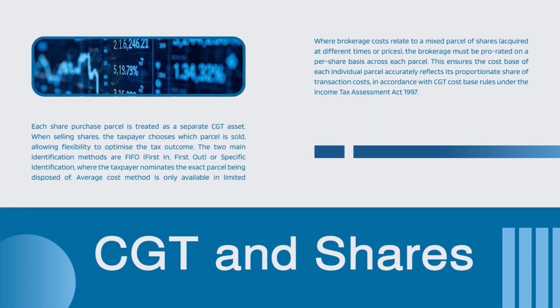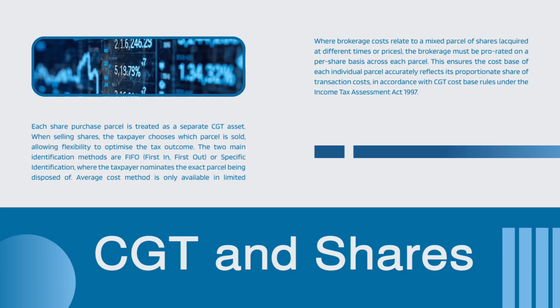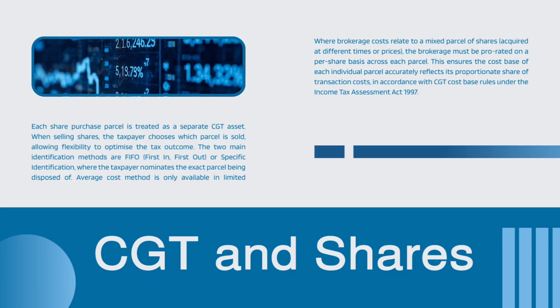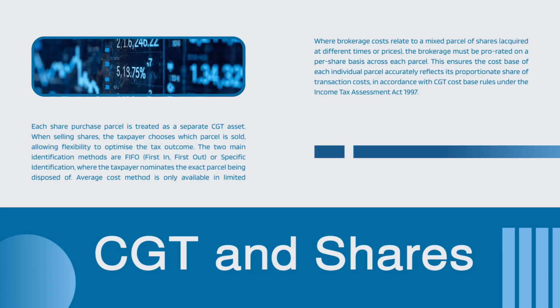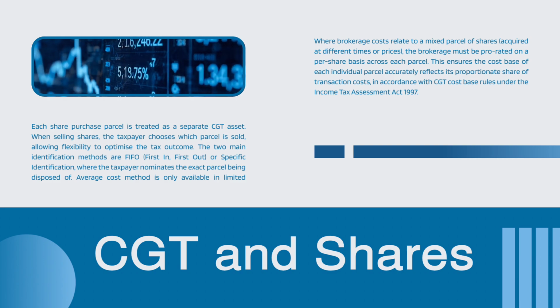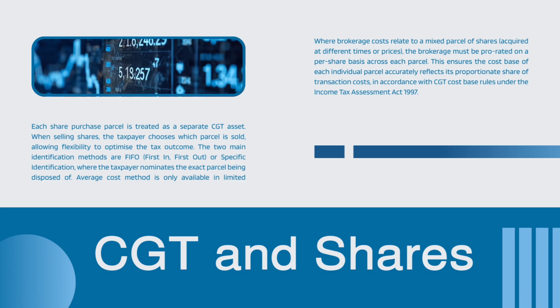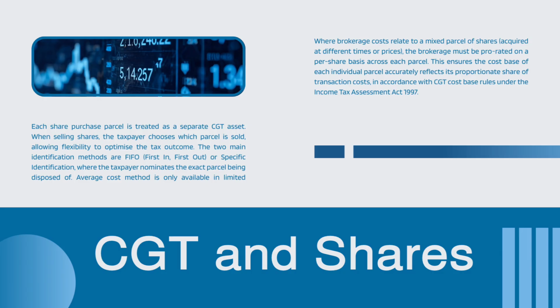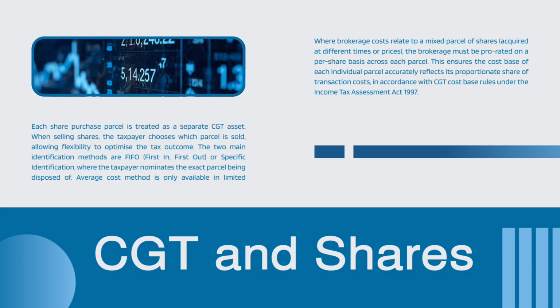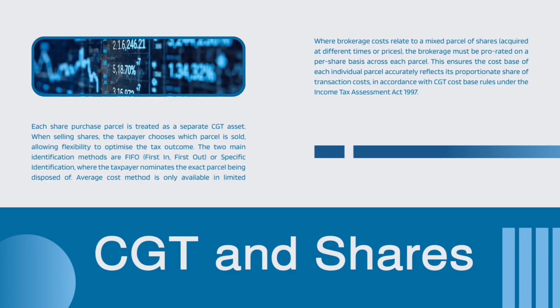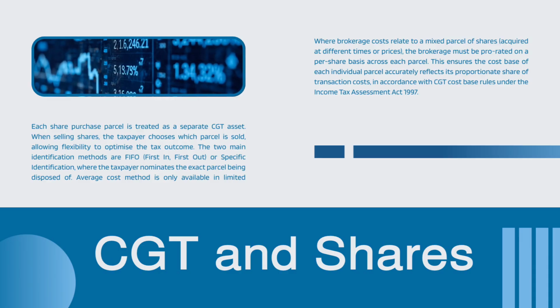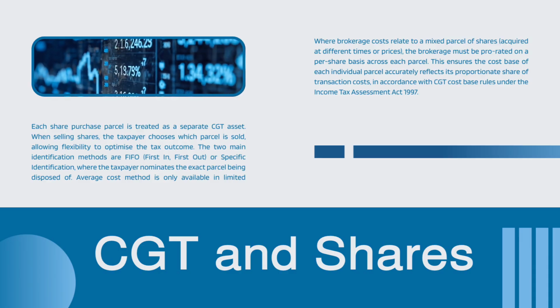Moving to shares, the core principle is that every single batch or parcel of shares purchased is treated as a separate asset. When a client sells part of their portfolio, they can choose exactly which shares they are selling to optimize their tax outcome. They can use first in, first out, or specifically identify the parcel. Average costing is rarely accepted by the ATO unless strict conditions apply.